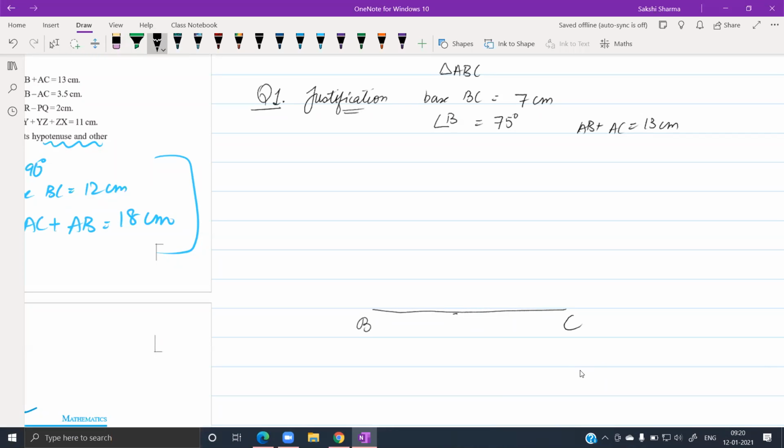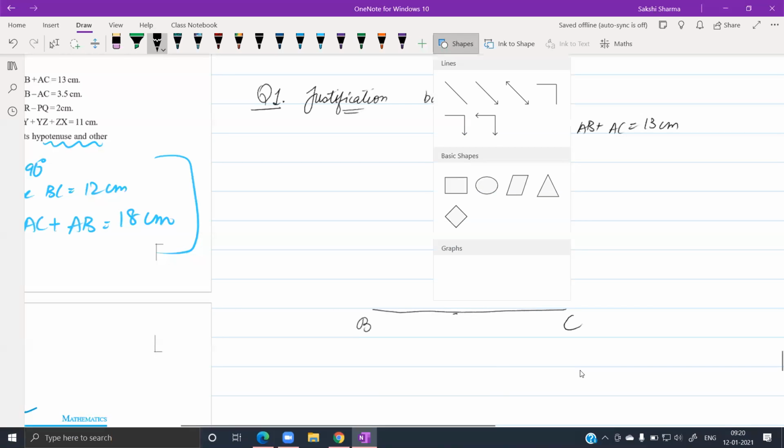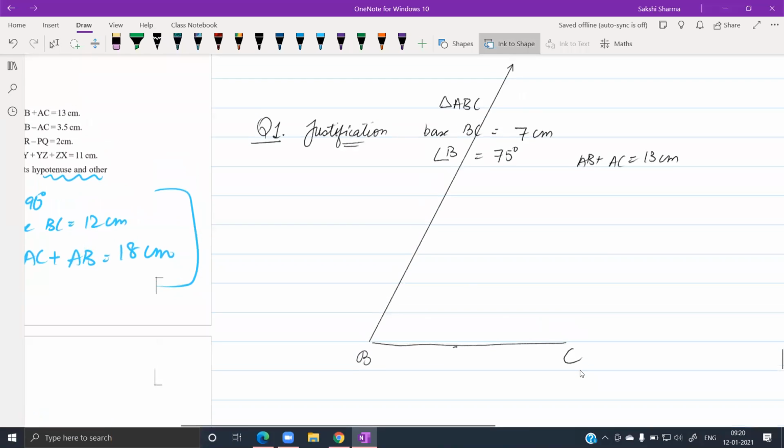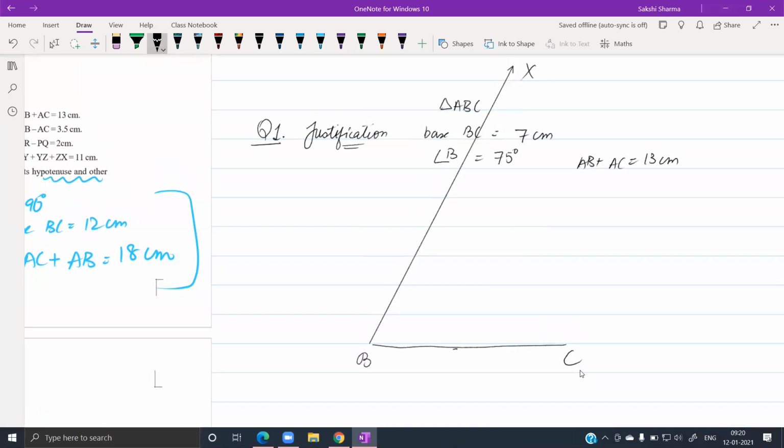So you draw the base of the triangle. After that, at point B, you construct your angle 75 degrees. After you have constructed that angle of 75 degrees, whatever the given base angle is, along the arm of that angle constructed, you cut off this length. So what you do is you cut off a distance 13 centimeters, you obtain a point. And then you join that point with the other end point of the base.